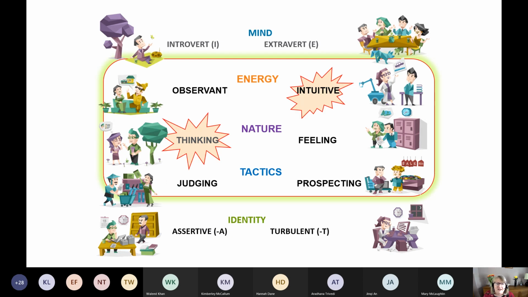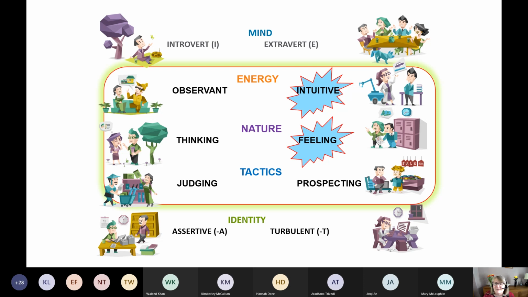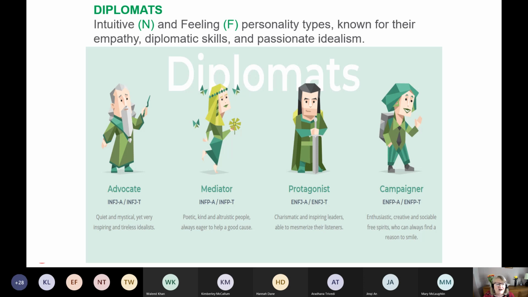So those types that share T and N, so thinking and intuitive, are our analysts. And our analysts are known for their rationality, their impartiality, and intellectual excellence. Sounds great, doesn't it? Everybody sounds great. Those types then that include intuitive and feeling are diplomats, known for their empathy, their diplomatic skills, and passionate idealism.